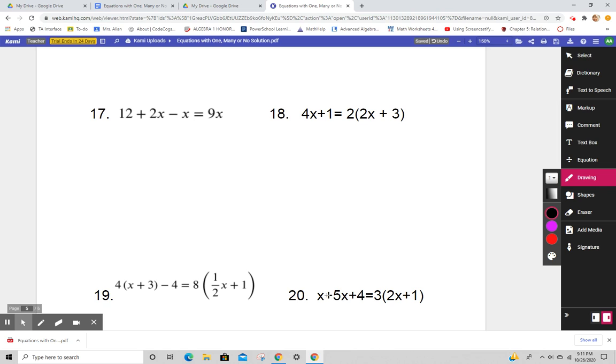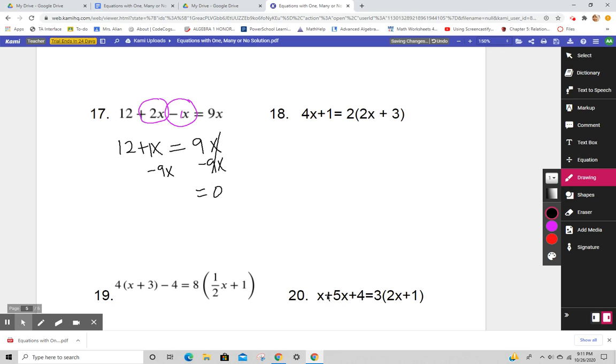Okay. Let's combine like terms first on the left side. So you have 2x minus 1x. We'll put a 1 right here. So that's going to give me 12 plus x on the left side equals 9x. We'll subtract 9x from both sides. Let's put a 1 right here in front of the x. And that gives me 0 on this side.